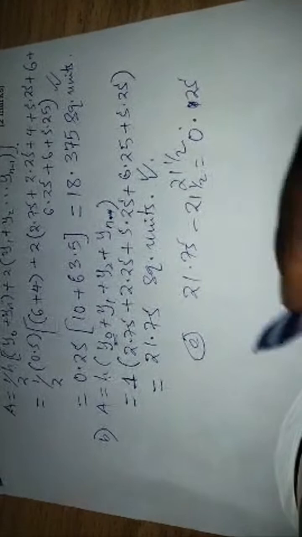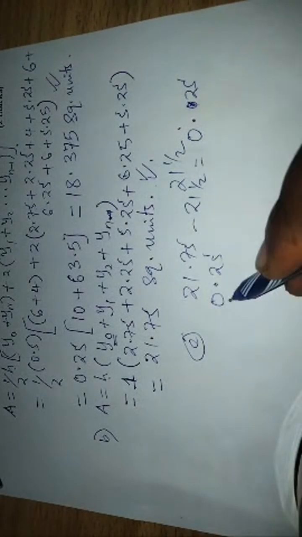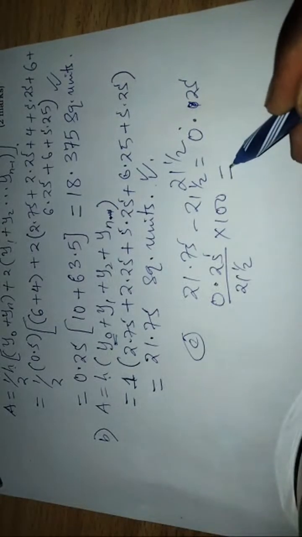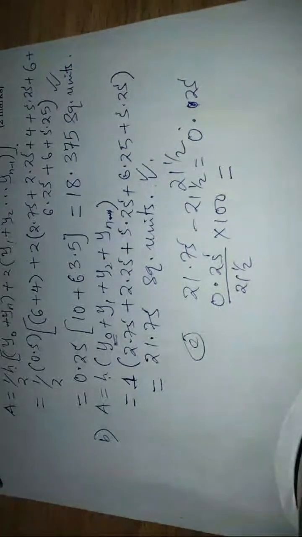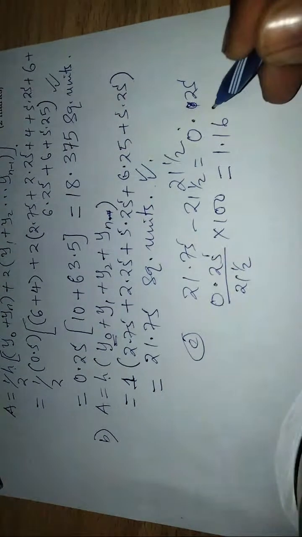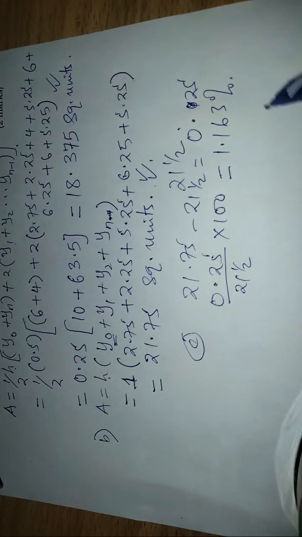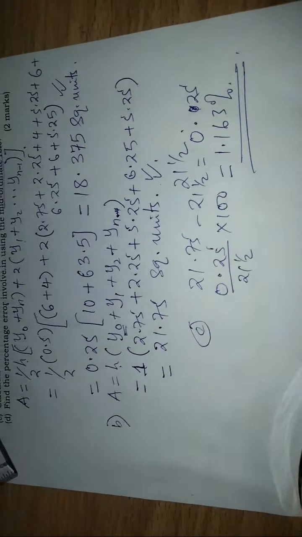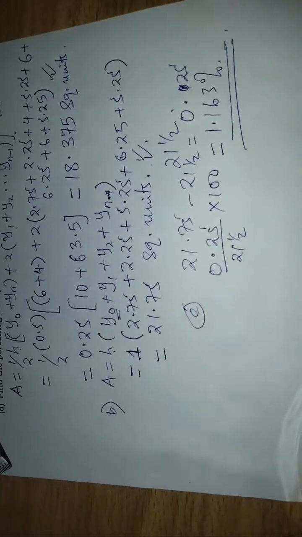So now the error 0.25 divided by the exact area 21 and a half times 100 is going to give us the percentage error. So I'll divide this by 21.5. Then I multiply by 100. So the error is 1.163%. So the error in the computation of the area using the mid-ordinate rule is 1.163% to 4 significant figures.